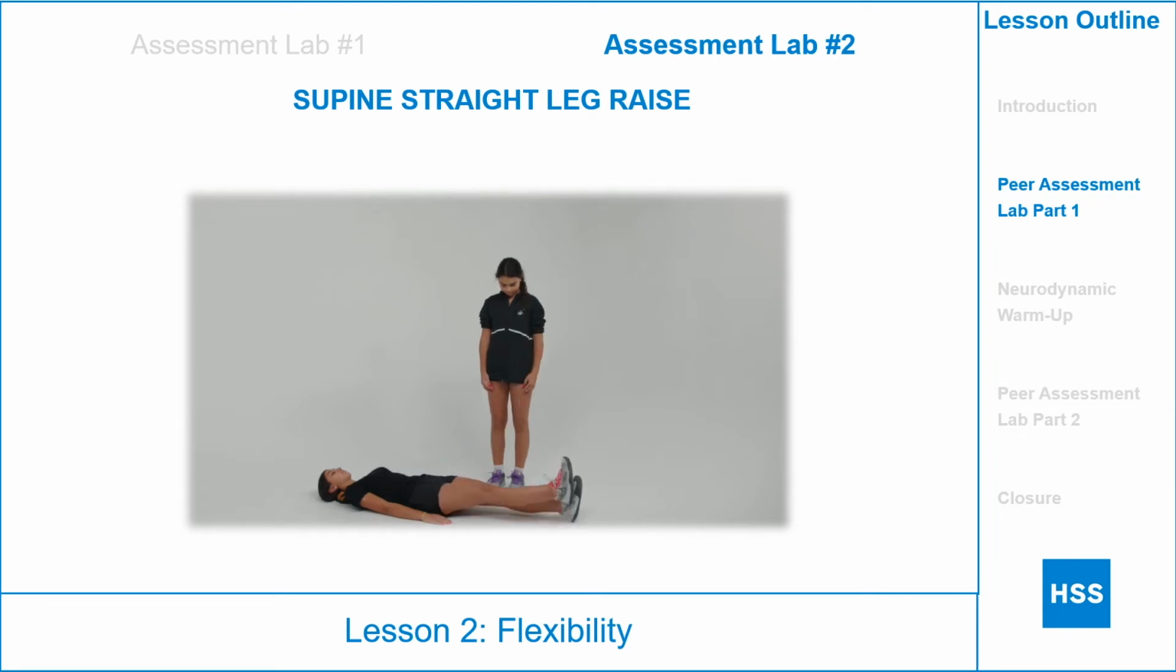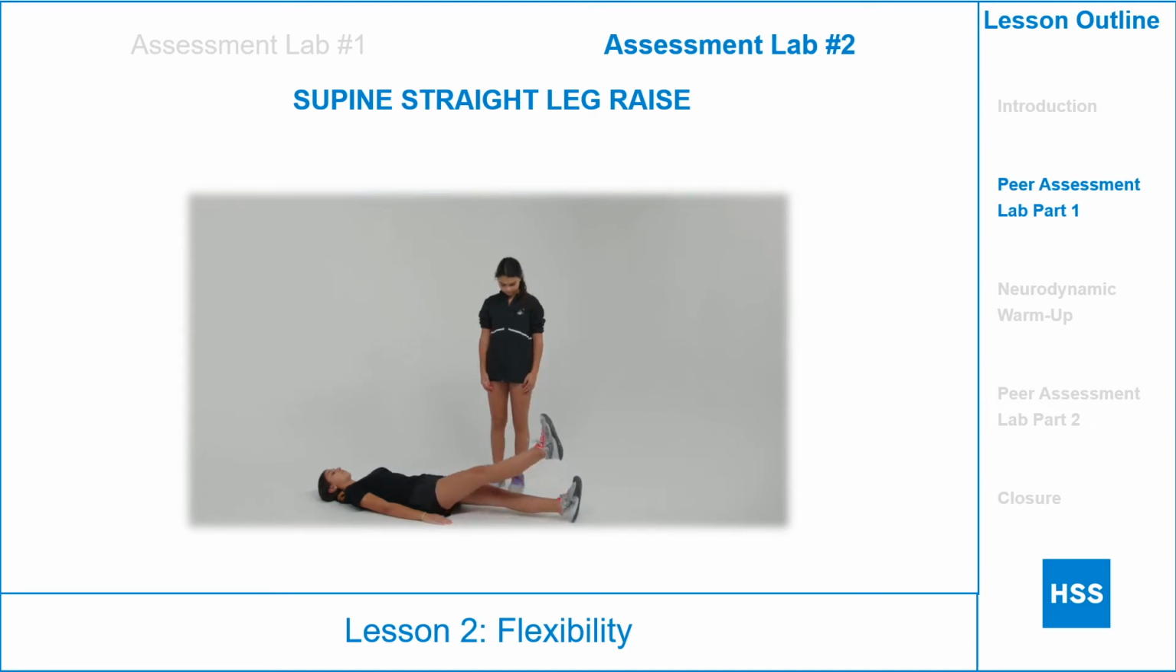Next, they will lift one leg slowly while breathing out and focusing on keeping the leg straight. When the knee of the lifted leg starts to bend, they will stop lifting the leg. When the leg begins to bend, the partner will draw an imaginary line from the ankle to the ground.